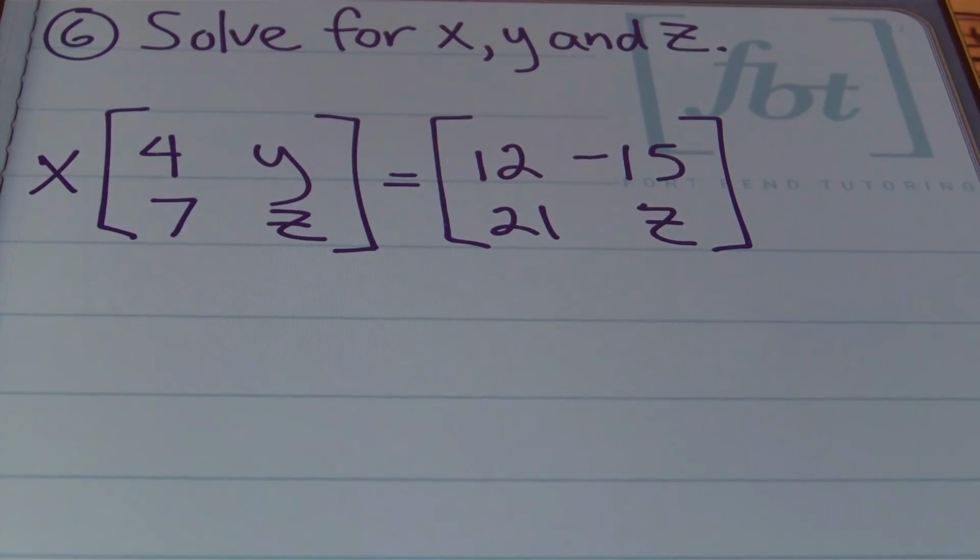Problem number 6. In problem number 6, we're asked to solve for x, y, and z. What you see before you is a scalar, something multiplying on the entire matrix. Anytime you have a value on the outside of a matrix, that is called a scalar, and it's multiplying times every single element within the matrix. You could multiply every single element times this scalar of x if you wanted to, but I'm not going to do that, because that's going to mix up some variables and stuff.